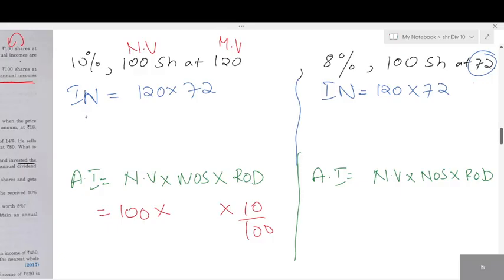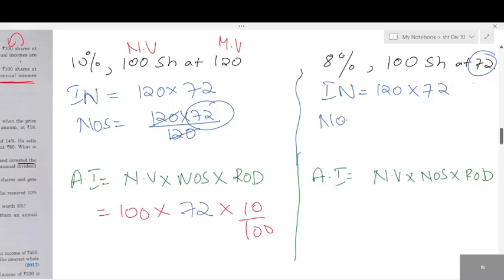How do you find number of shares using the investment formula? Number of shares is equal to, very good, investment, 120 into 72, divided by market value. So 120 gets cancelled. What is number of shares? 72. Calculate number of shares here. If you don't remember the direct formula for number of shares, we know investment is given. Take the investment formula: investment is equal to number of shares into market value. Calculate both and tell me which is a better investment.